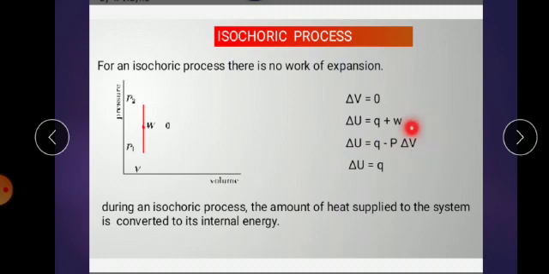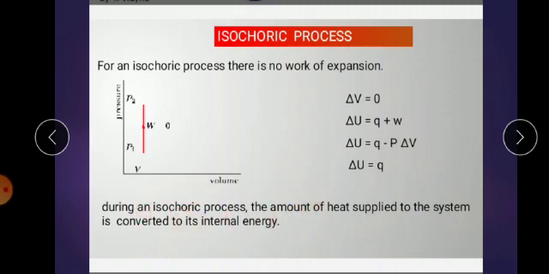So what's the value for PΔV here? ΔV is equal to 0. We are substituting ΔV here. So ΔV is equal to 0, which means the work term is negligible. So ΔU is equal to Q. During the isochoric process, the amount of heat supplied to the system is converted to its internal energy.